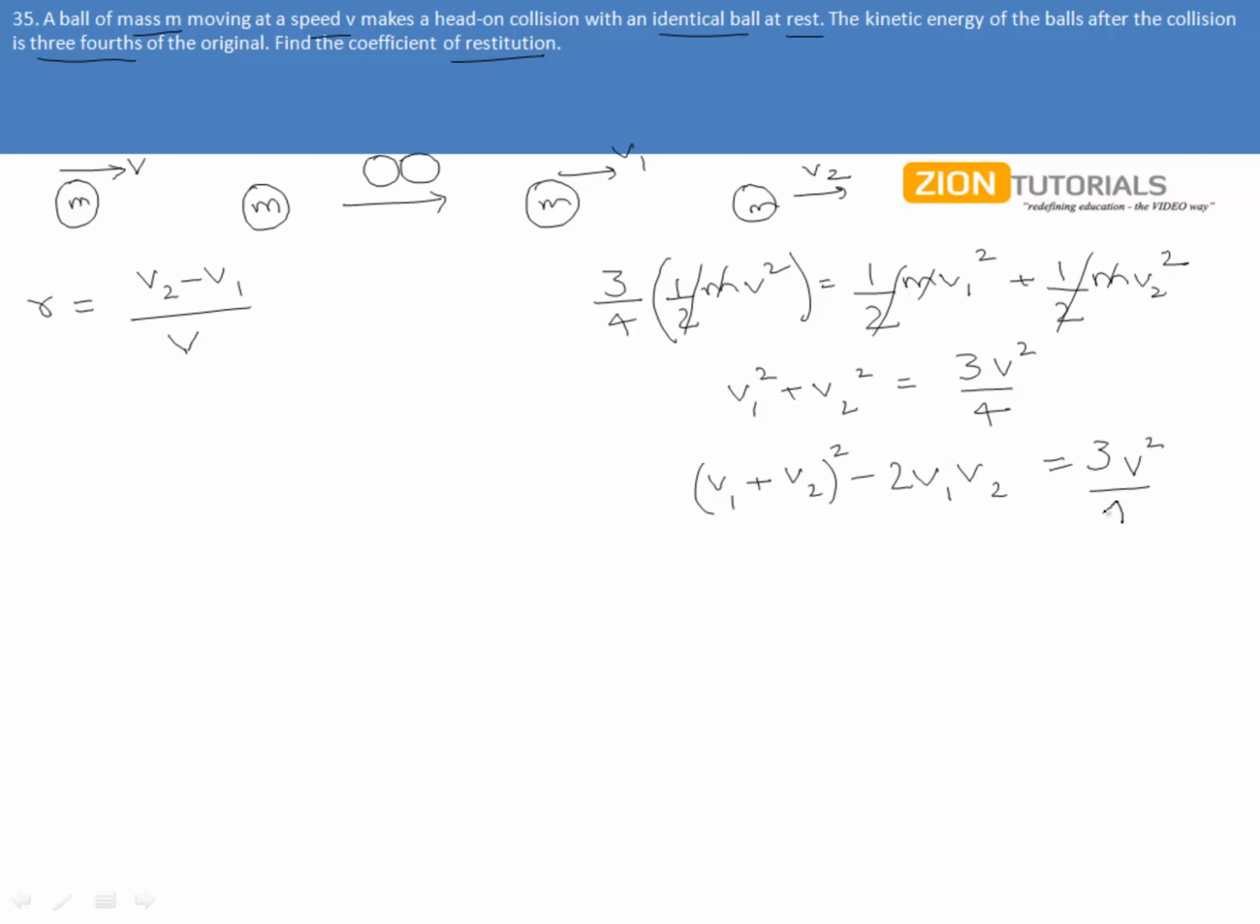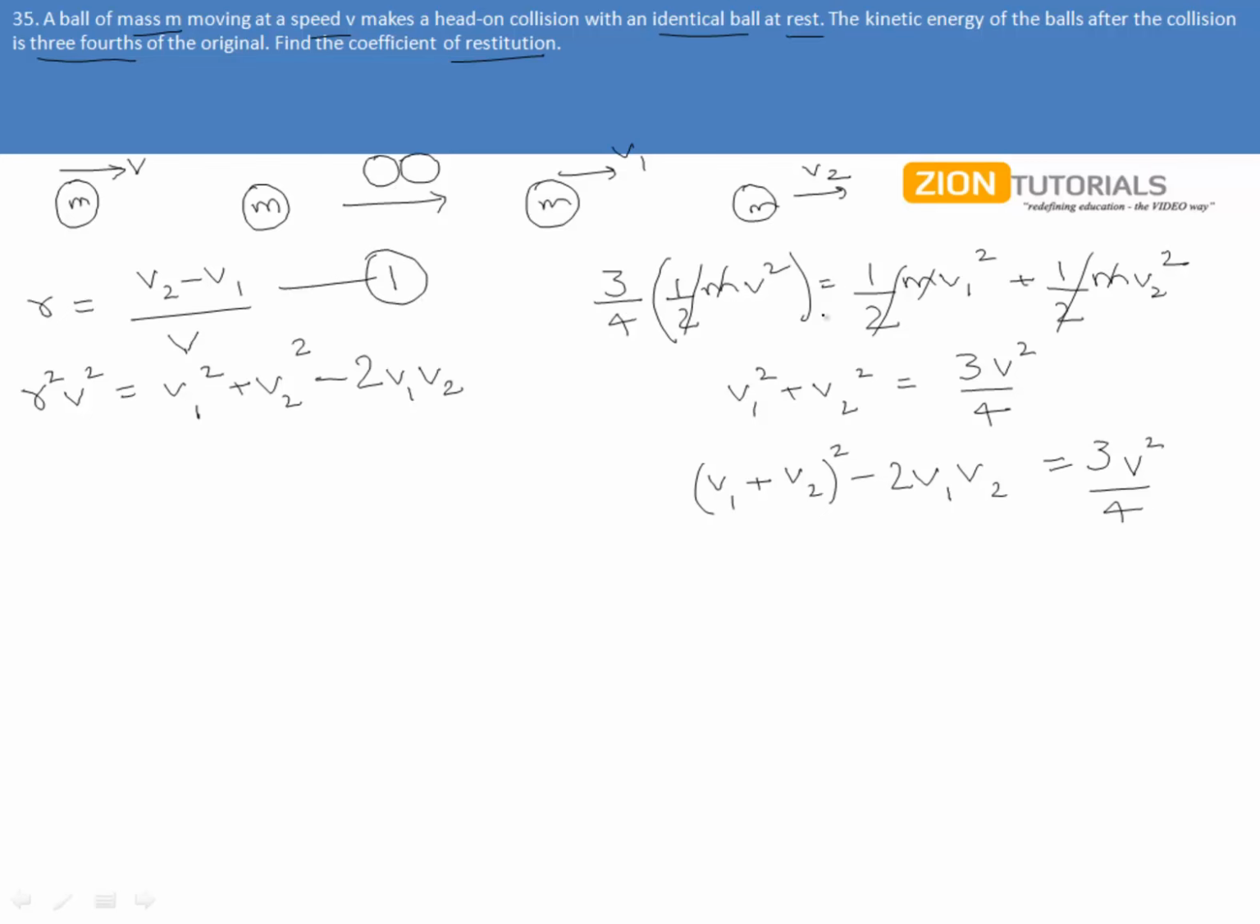Now friends, since there is no external force, we can apply the conservation of momentum here. If I mark the equations, this being the first equation, the conceptual equation I should say, this being the second one in which we applied the kinetic energy relation, we will have one more relation, the third one, which is basically mv equals mv1 plus mv2. Cancelling the factor of m, this gives us v equals v1 plus v2.